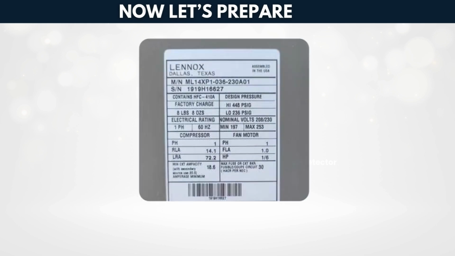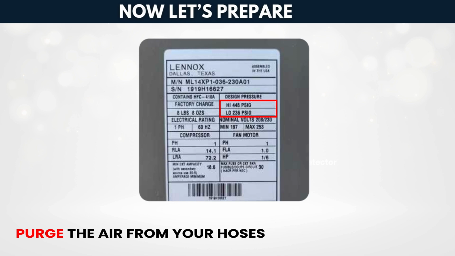Now let's prepare. First, as mentioned, make sure the refrigerant is fully recovered. Next, read the equipment's data plate or service manual to find the maximum operating pressure or the manufacturer's recommended test pressure. Never exceed that limit. Too much pressure can damage valves, gaskets, or coils. If the manual isn't available, always take the conservative approach or contact the manufacturer for guidance. Also, purge the air from your hoses by briefly letting some nitrogen flow through them before connecting. This ensures there's no trapped air, which can affect your pressure readings and hide small leaks.